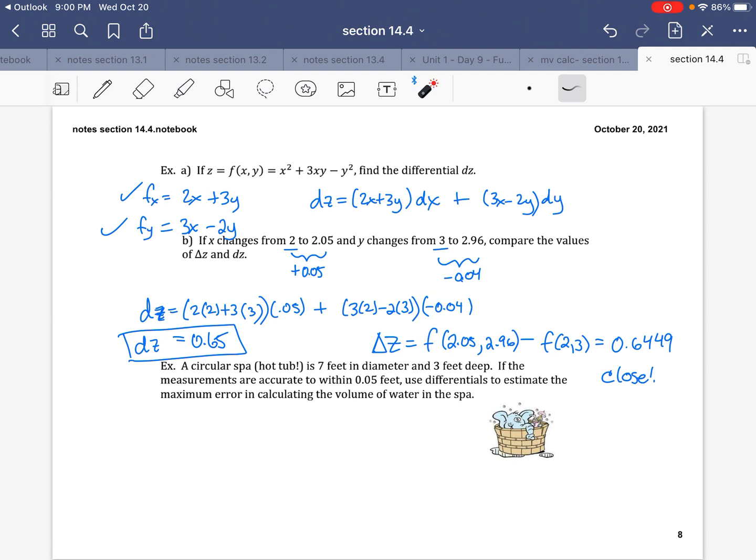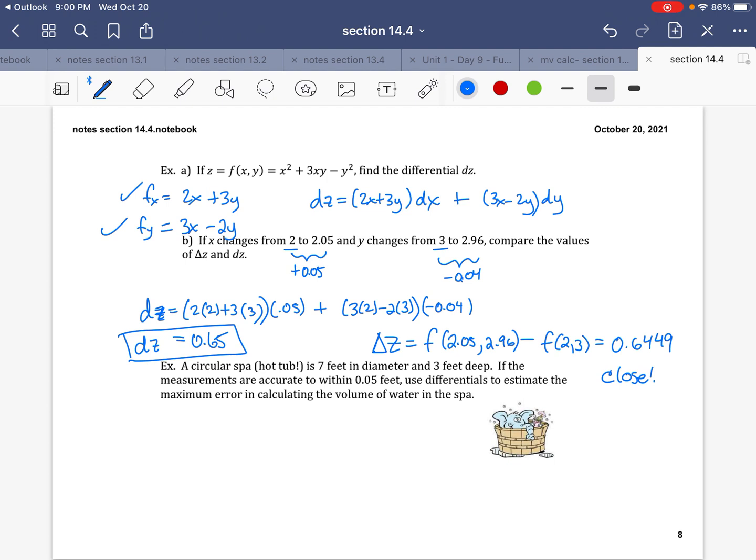Okay? And I would assume as long as you don't go too far away from it, like that was a small change and a small change. If you're going to go really far away, then it's probably not going to be that good.